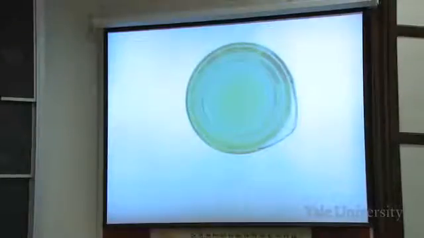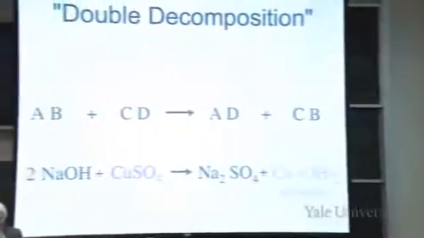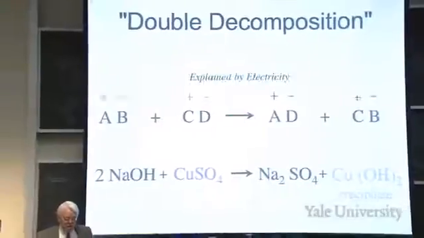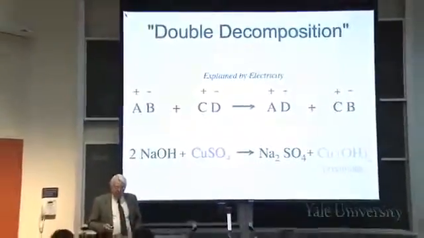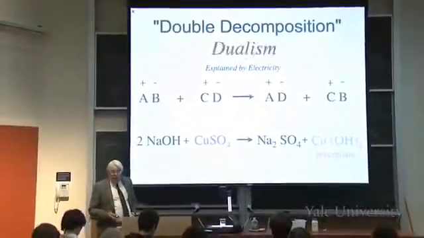And according to dualism, this is what happened, right? You mix it with caustic soda and you have A, B, and CD, positive and negative on the left, sodium hydroxide, copper sulfate, and they change partners and you get a precipitate. So it's explained by electricity, and this then is what dualism was.